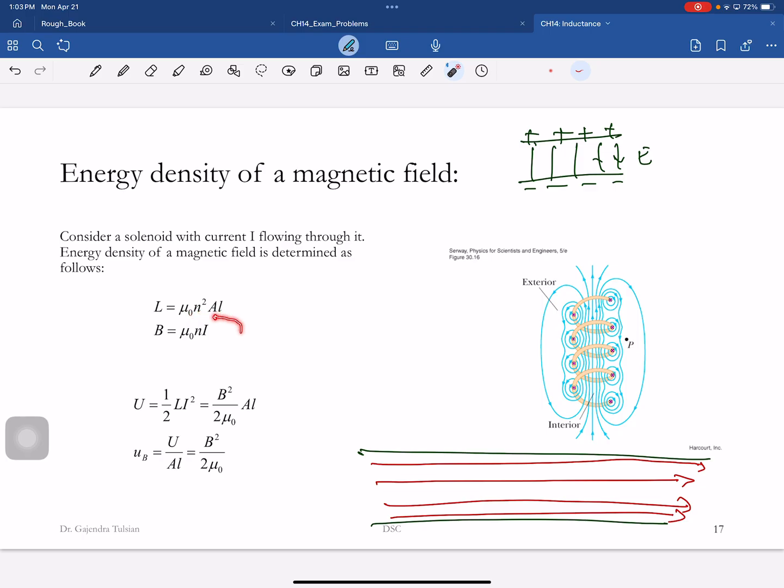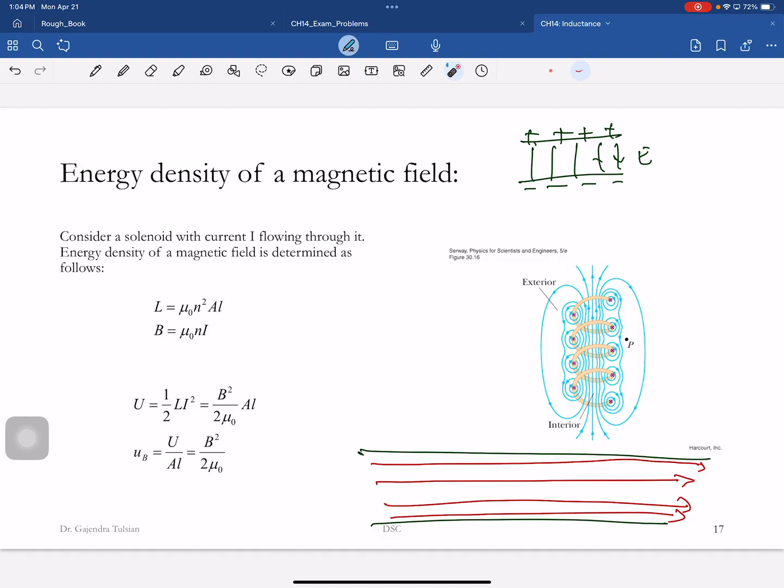And so if you substitute all those expressions, what you get is the energy stored is this fellow times A L. That's the volume of the inductor. So this is the energy stored per unit volume. So this is the energy stored in the magnetic field per unit volume.